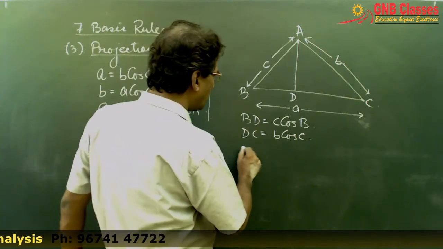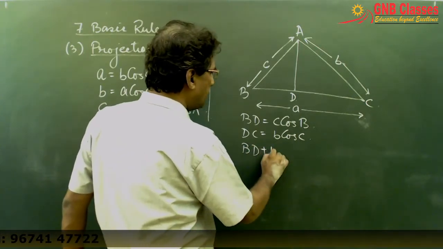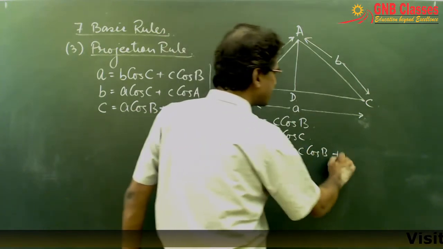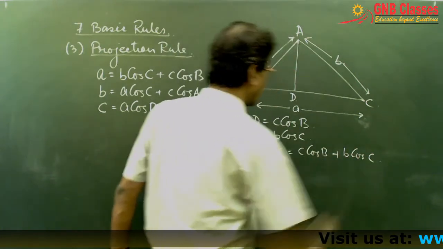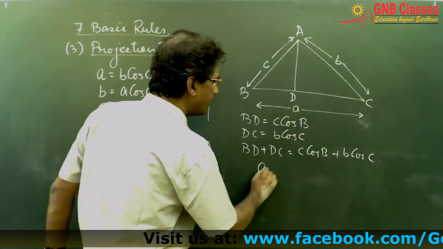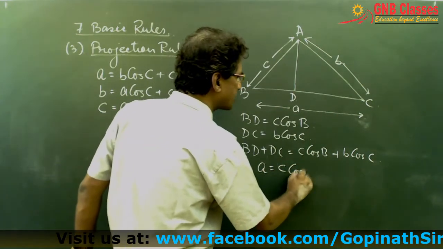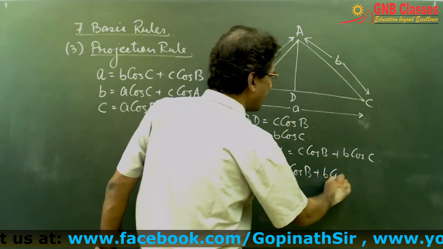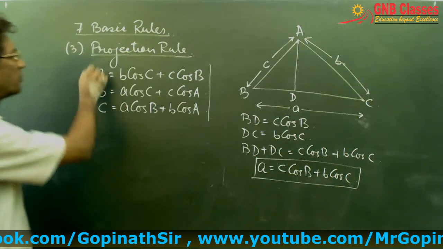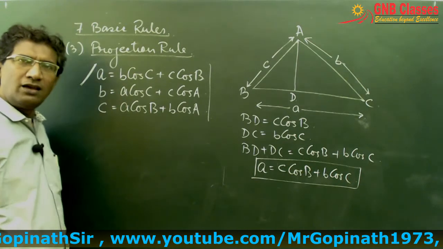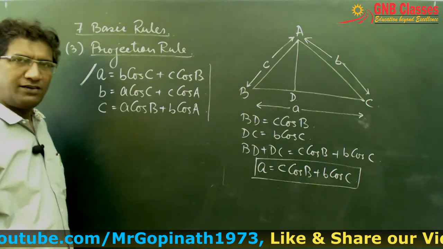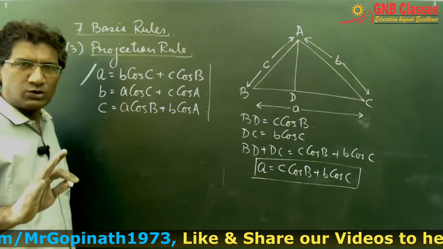Now, if you add it up, what are we going to get? BD plus DC equals C cos B plus B cos C. What is BD plus DC? BD plus DC is nothing but your A. Therefore, A is nothing but C cos B plus B cos C. Is it clear? So, the first formula I have proved. The other two formulae you can prove by yourself in the exact similar way. Is this projection rule clear to everybody?